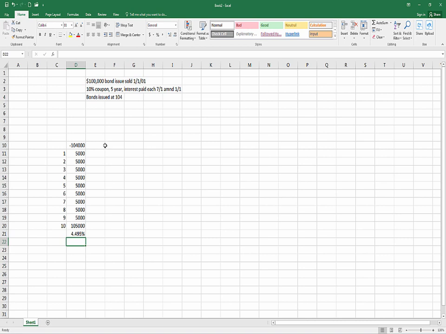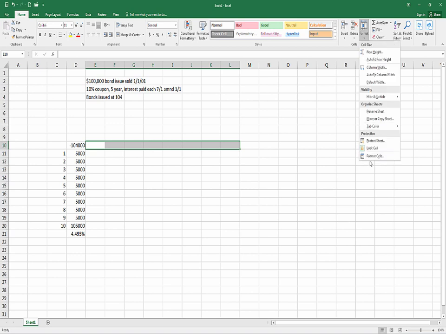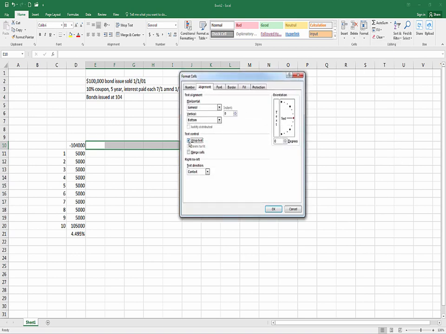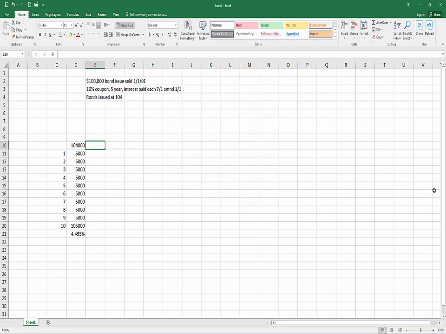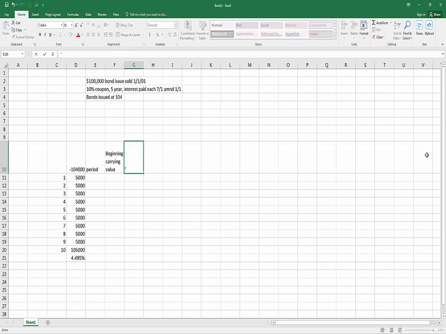Let's go ahead and set up our amortization table. Let me go ahead and format my cells first. So I'm going to need to wrap text. Okay. We're going to start with our period. We have our beginning carrying value. We multiply that by the effective rate. That equals our interest revenue for the bond buyer, interest expense for the bond issuer, as the case may be. We subtract out the coupon interest, and that gives us our amortization. And just to round things out, we can then have a column for our ending carrying value.